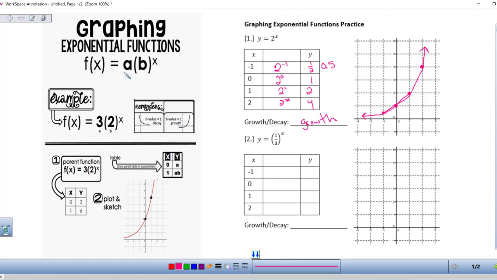In this case, we did not have an a value. That's okay. Sometimes we don't have an a value. That's just 1. So the b value is always what is going to be with the exponent. So in this case, it's 2, which is greater than 1.